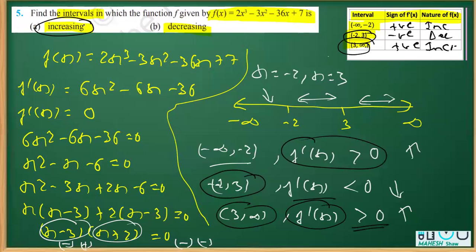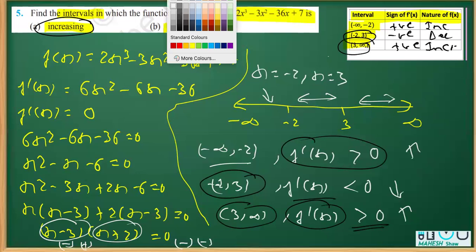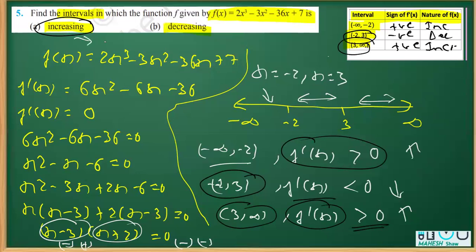So we can say that for increasing, as you can see, the interval is minus infinity to minus 2 union 3 to positive infinity. And for decreasing, we have the interval as minus 2 to 3. And that's how we determine the interval.